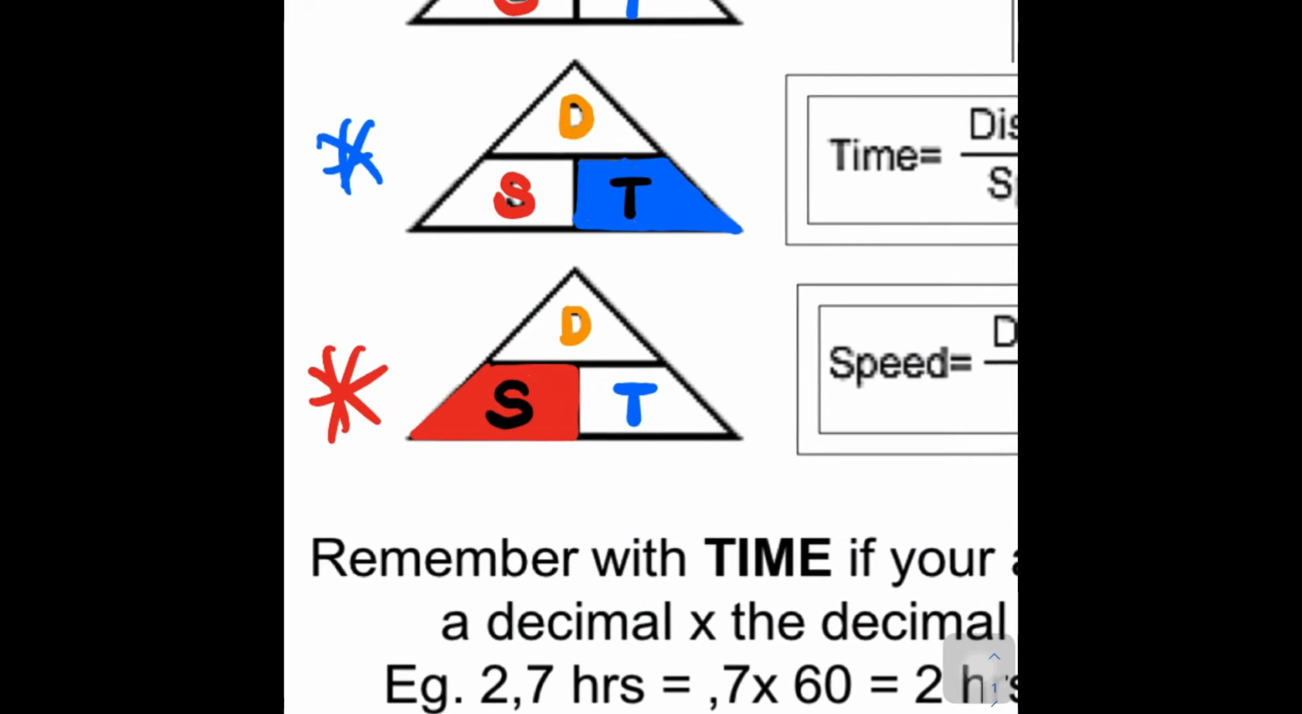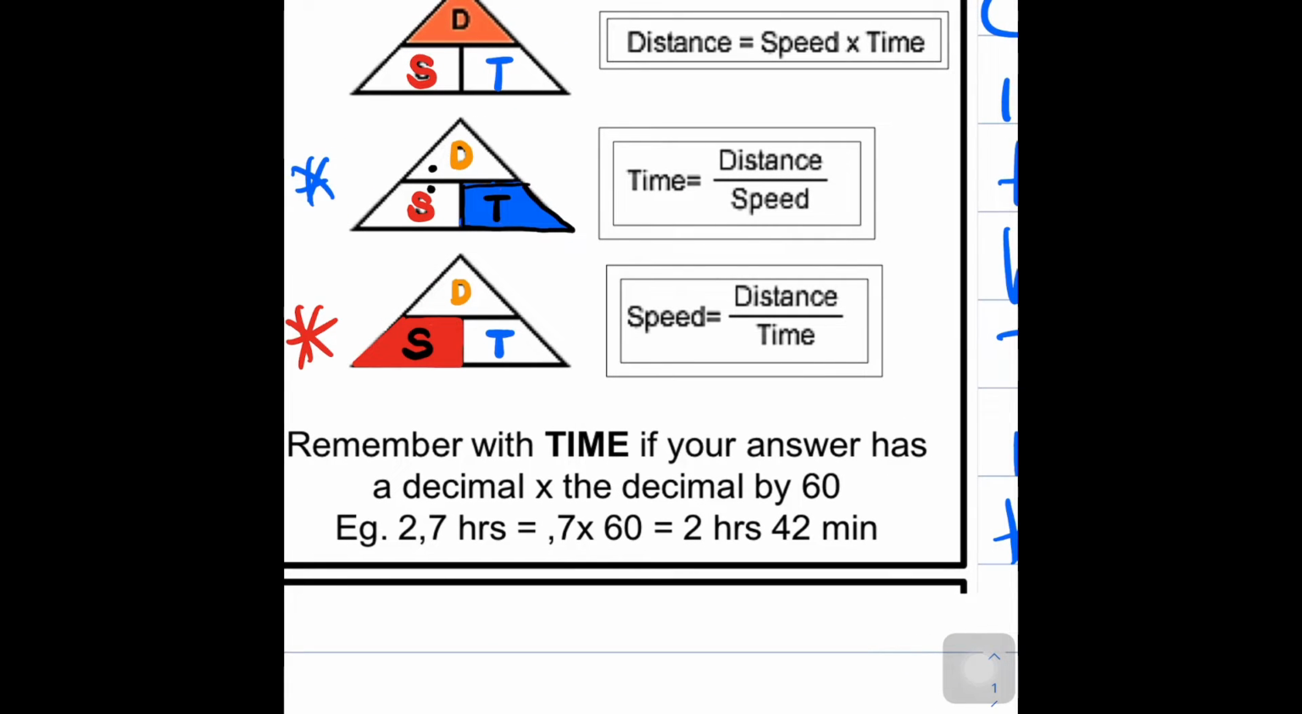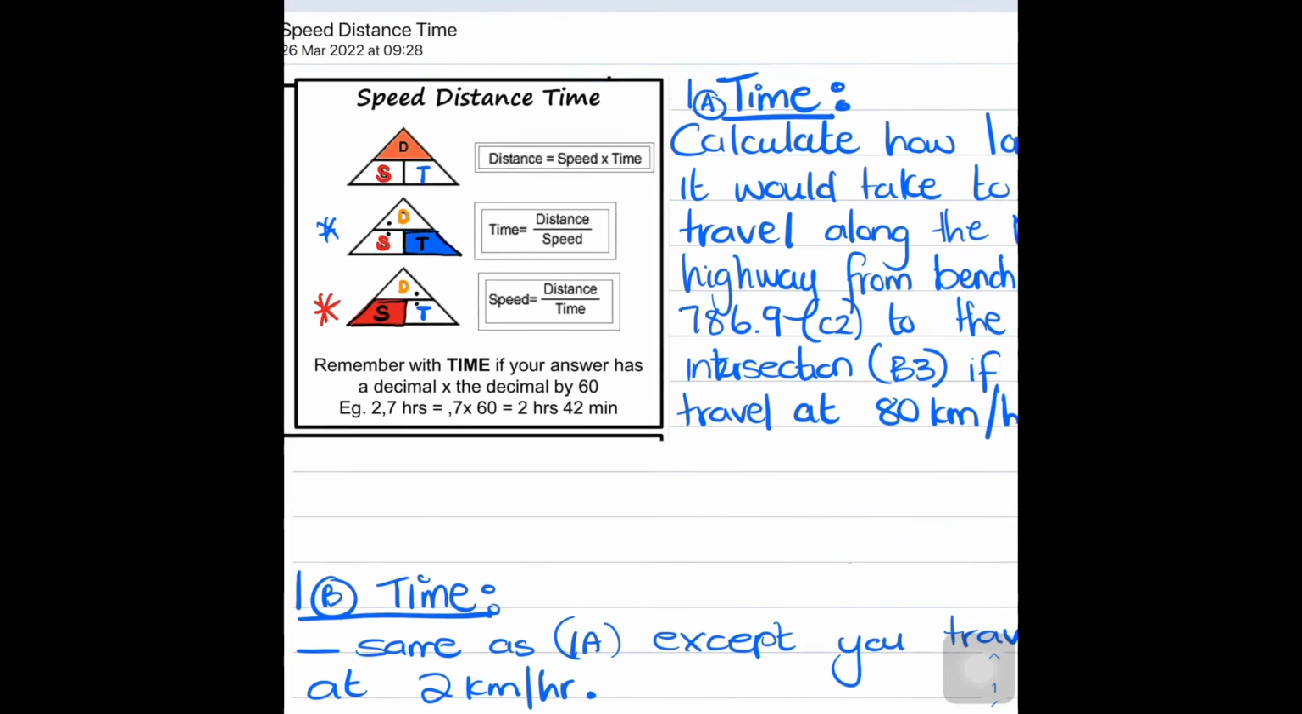And then if we're looking for our time, the way the triangle works is that we're saying the distance at the top divided by the speed, and that will give us the time. And then if we are looking for our speed, we're saying again distance, but now divided by time instead of distance divided by speed. Okay, let's look at some examples.